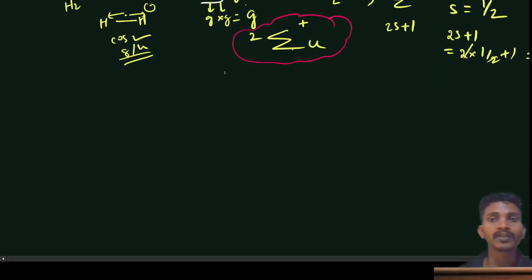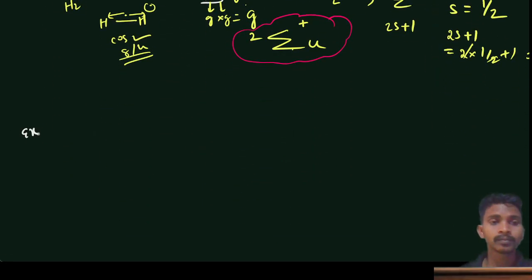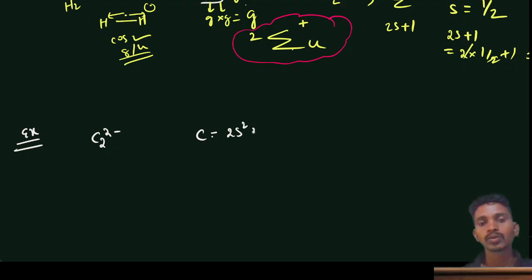Similarly, let's take other examples. I think carbon we have discussed, then let's say C2 minus. Carbon is 2s2 2p2. Now the 2s electrons are completely filled, so they will cancel out with each other. Whenever the s orbital is fully filled, they cancel each other, so we only look at the 2p orbitals.